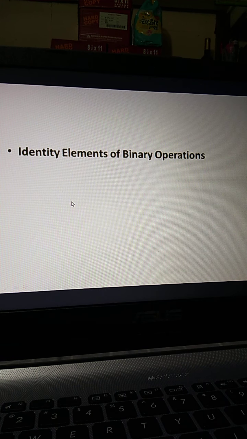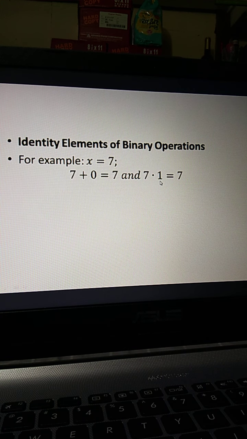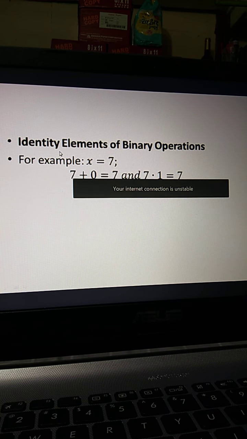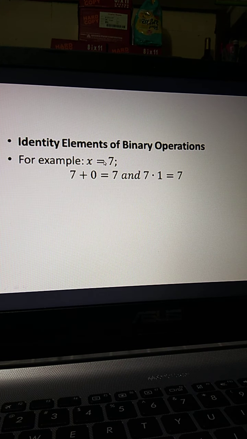So let me finish this one. Identity elements of binary operations. For example, we have x is equal to 7, and 7 times 1 is equal to 7. So the identity preserves the value of the given variable. Therefore, the identity element in addition is 0, and the identity element in multiplication is 1. That preserves the value of the given variable, and the value of our given variable is 7.